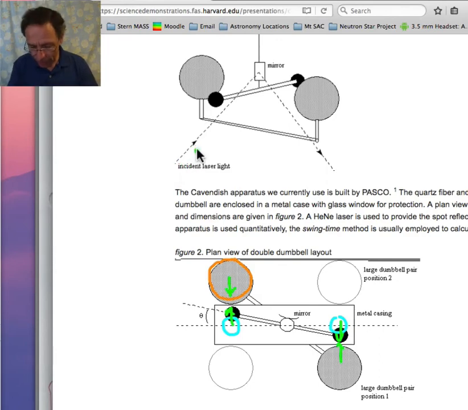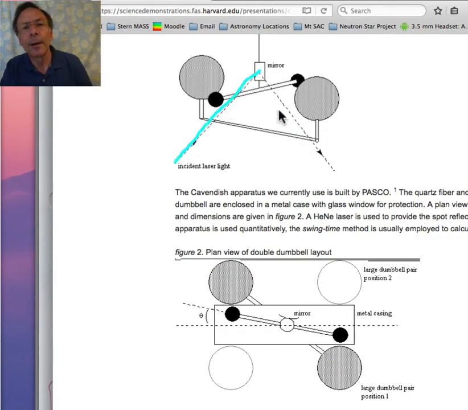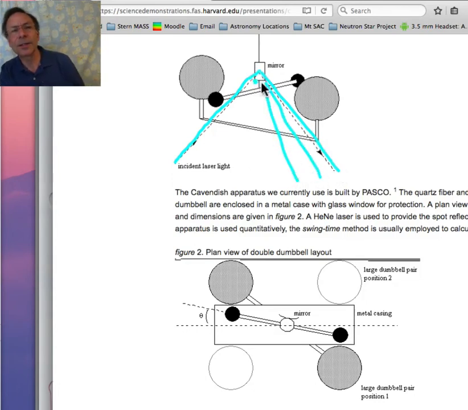Cavendish sent a beam of light this way. So Cavendish sent a beam of light to a mirror, which turned with the stick here, and so the beam of light would move, and so that's how he could see the motion. Here they're saying laser light. Laser light is really nice and collimated, but Cavendish had some regular light, I guess we would call it. Anyhow, that is how the experiment was done.